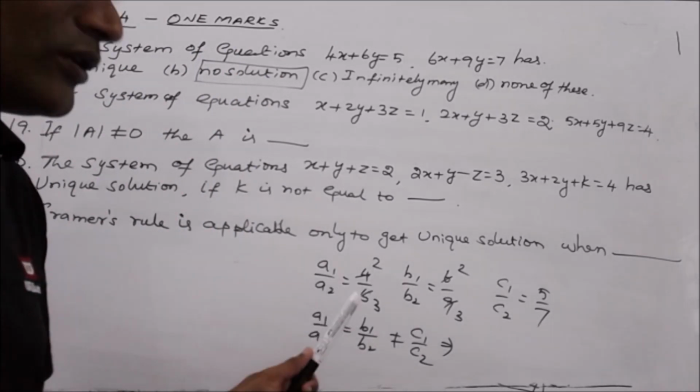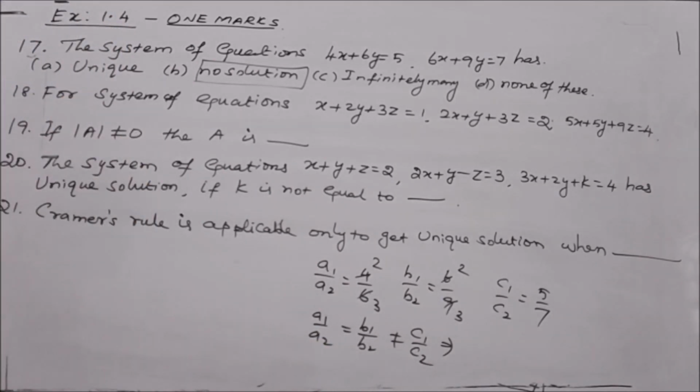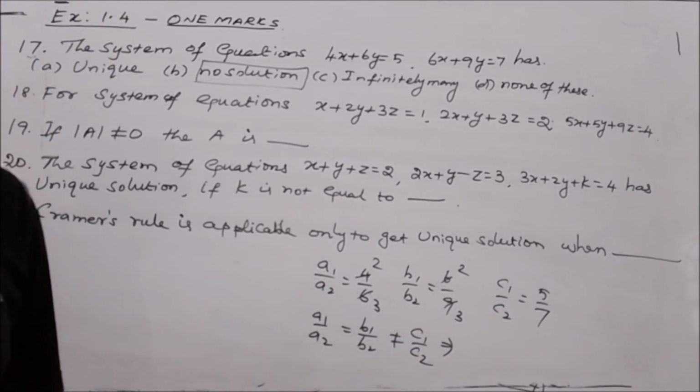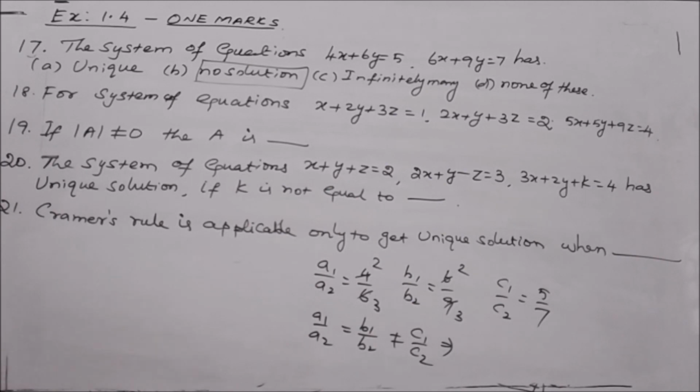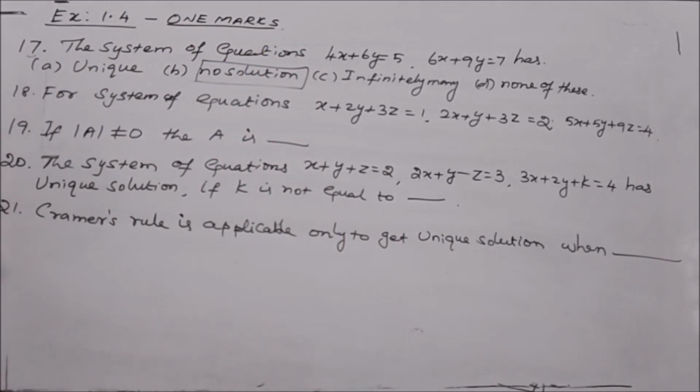If a1/a2 is not equal to b1/b2, there is a unique solution. If a1/a2 equals b1/b2 equals c1/c2, we have an infinite number of solutions, or more than one solution. Suppose a1/a2 equals b1/b2 not equal to c1/c2, then it has no solution. So the system given in question number 17 has no solution.